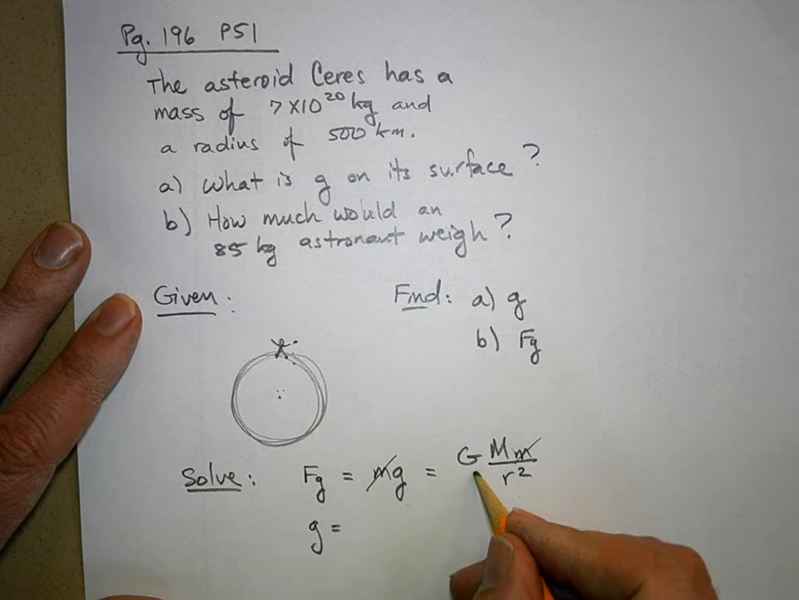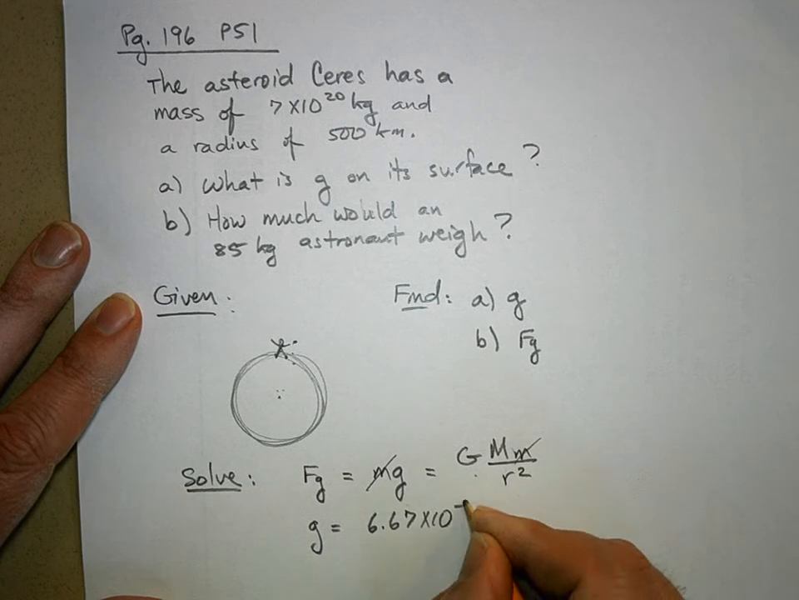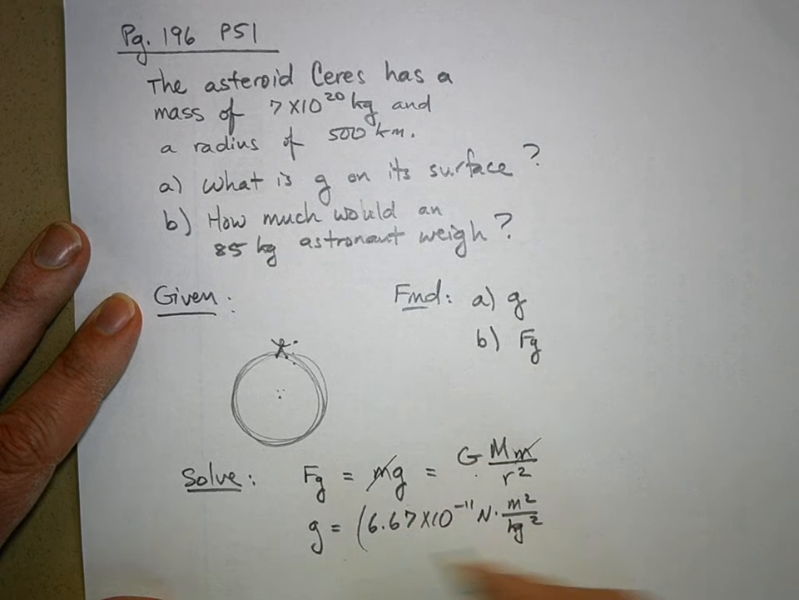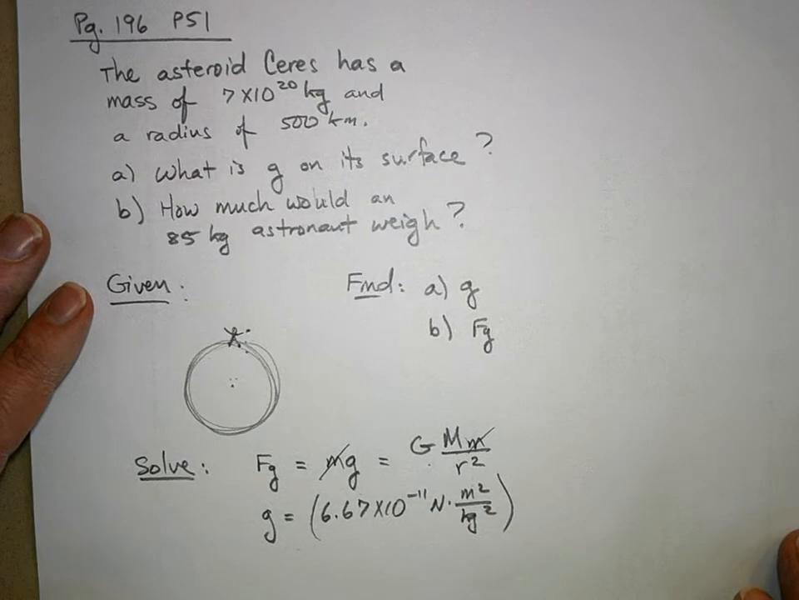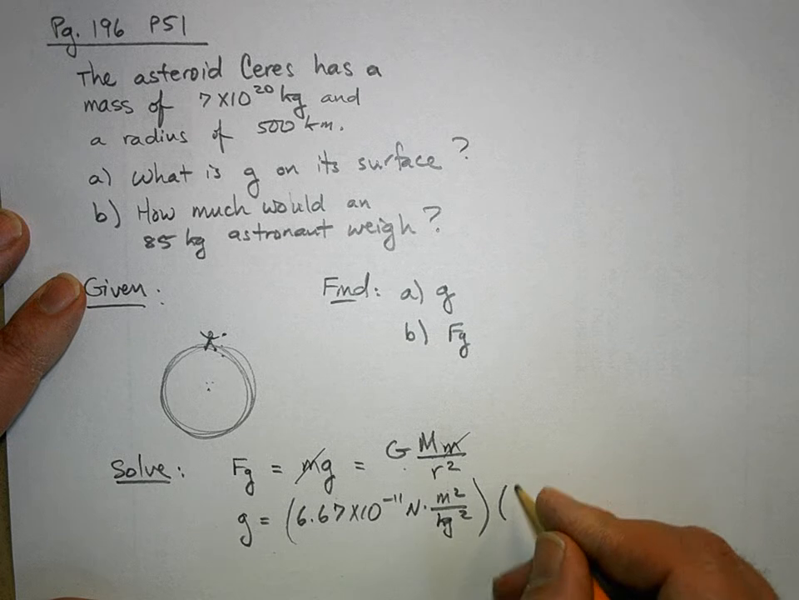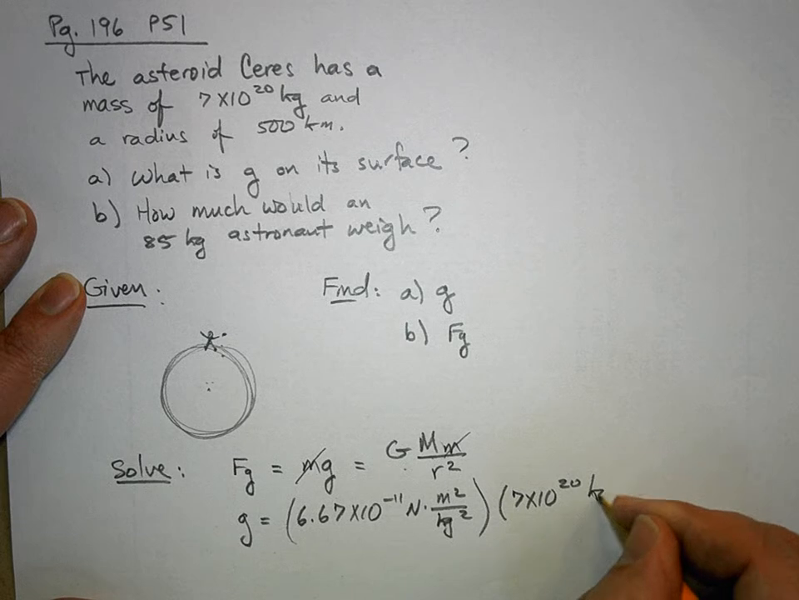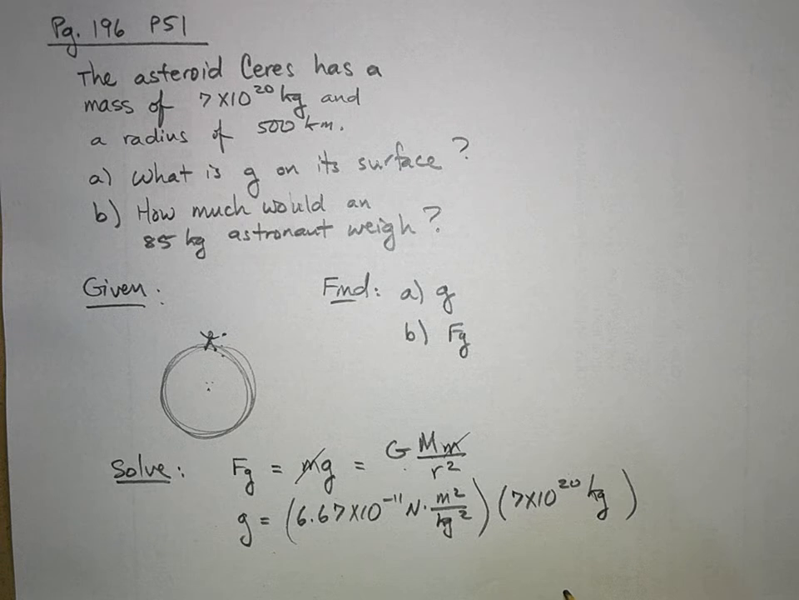So g equals big G times the mass of the asteroid, which is given to be 7 times 10 to the 20 kilograms. That may seem big, and it is big compared to us, but compared to the Earth, it's tiny. Earth is 10 to the 24, so it's what, 1/10,000th the mass of the Earth.